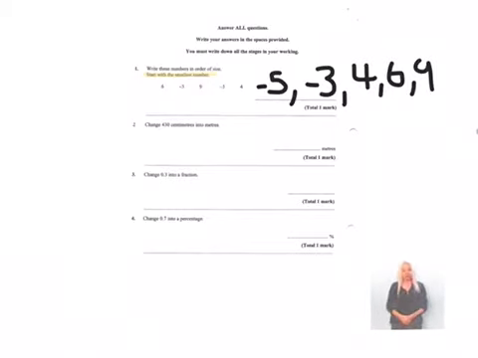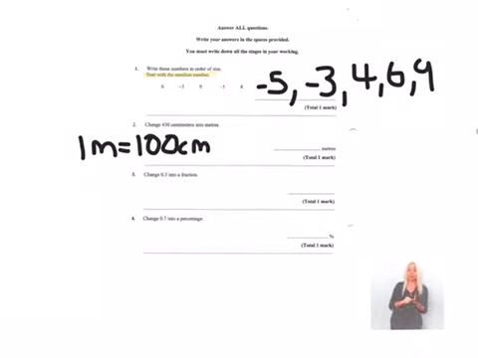For question 2, you need to know the key fact that 1 metre is equal to 100 centimetres. If you don't know that, then you can't complete this question. So 430 centimetres is 4.3 metres. You need to know that key fact though, guys.